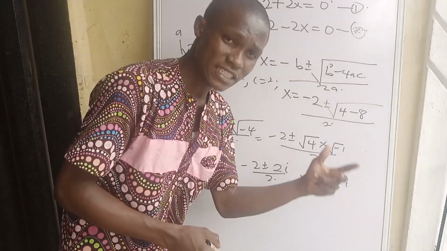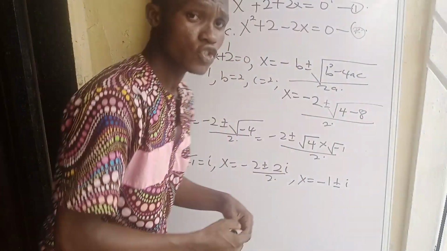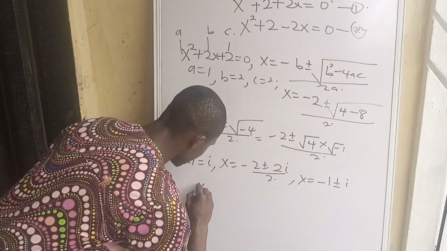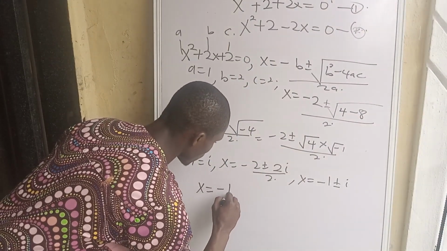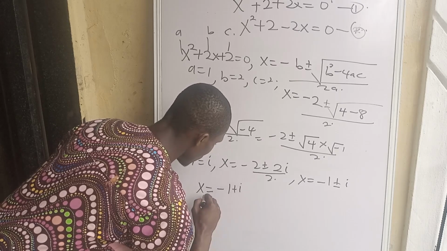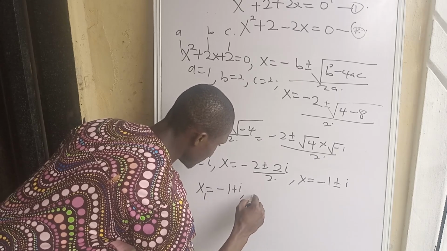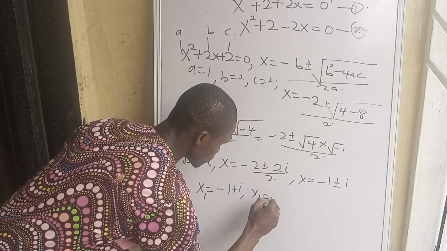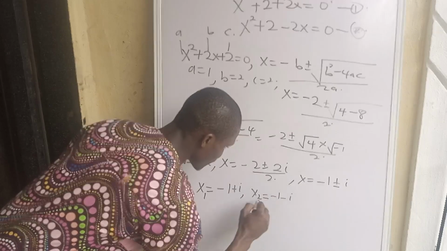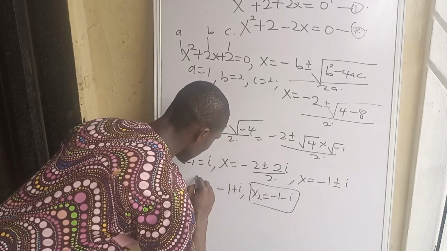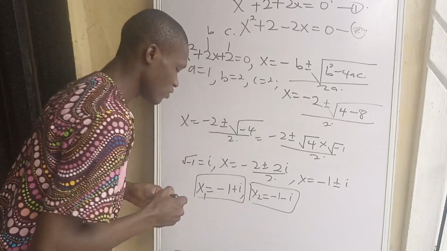We are seeing that we are having plus or minus. In other words, the answer will be of 2 forms. So our x is equal to minus 1 plus i, we can call this one x1, then x2 is equal to minus 1 minus i. So these are the first and second values for x.